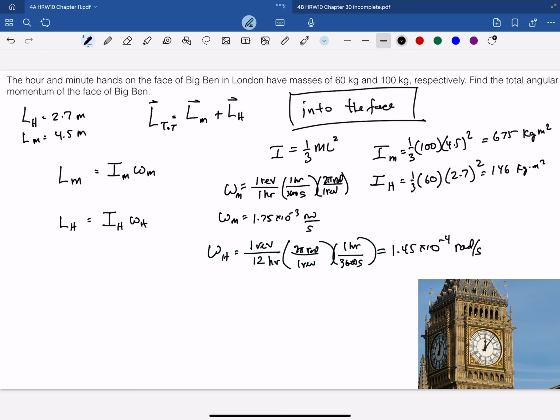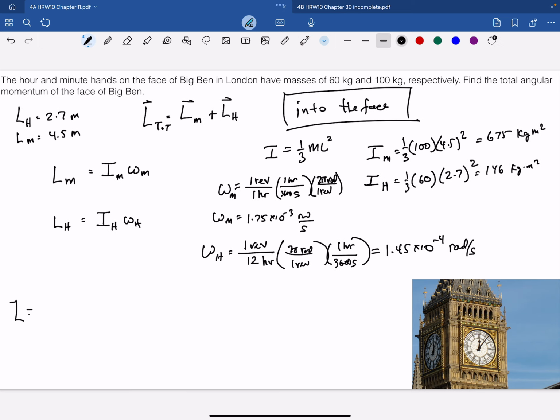Do we have all the pieces parts? Yeah. Looks like we know the moments of inertia, and we know our angular speeds, and we need to do some multiplying and some addition, which can be done. Let's see. So we'll do the minute hand first. 675 times 1.75 times 10 to the minus 3 plus 146 times 1.45 times 10 to the minus 4.